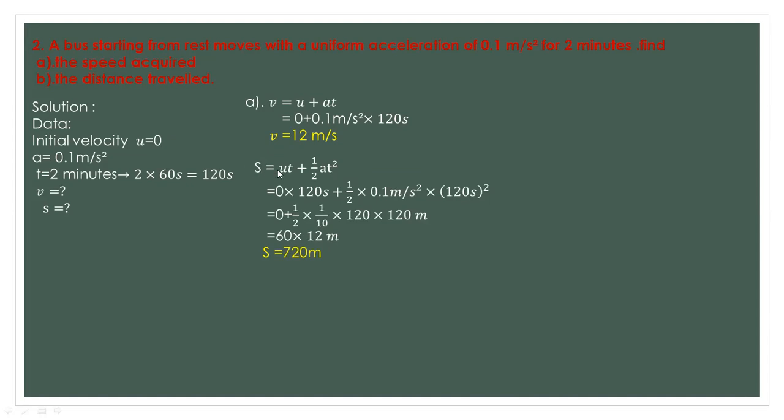By using s is equal to ut plus half at square. Then initial velocity is 0 into t, 120 seconds, plus half into the acceleration, 0.1 meter per second square, into time, 120 seconds, whole square. Then simplify this: that is 0 plus half into this 0.1, I can rewrite as 1 by 10, into 120 into 120 meter. It means second square gets cancelled here. Next it is 60 into 12 meter. Then the distance of the bus is 720 meter.